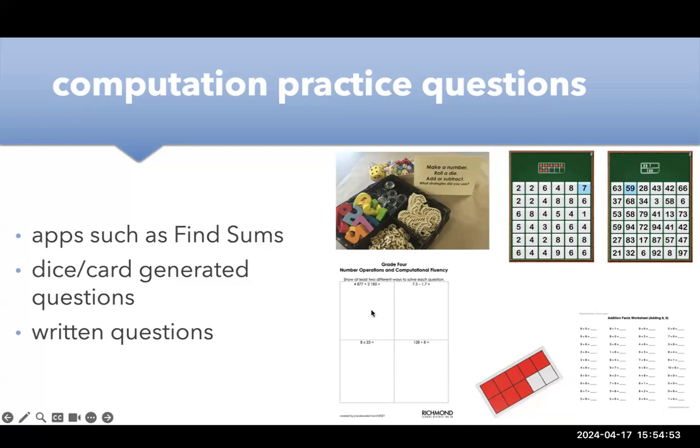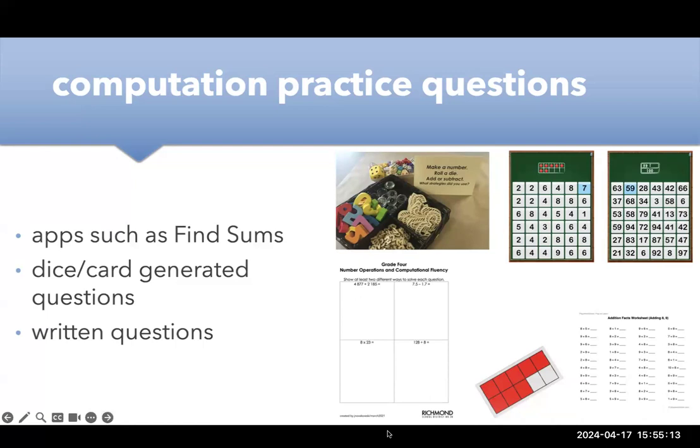Students are asked to solve them in at least 2 different ways. So it's not just about getting the answer. They have space on the recording form to show at least 2 or 3 or more ways of solving that. And that's getting at flexibility with strategies. It's getting at accuracy. Do my answers line up?